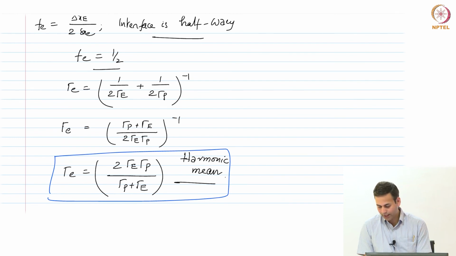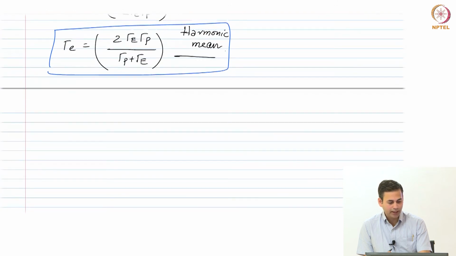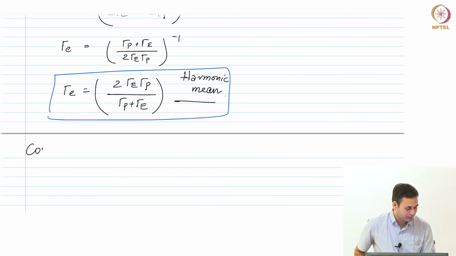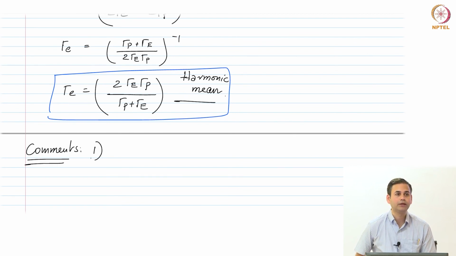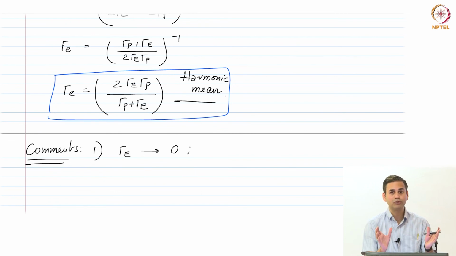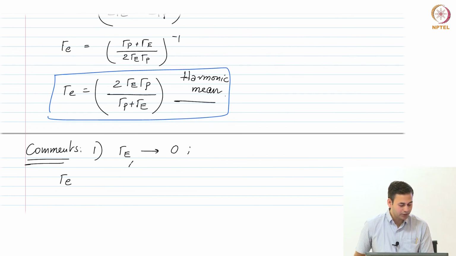So let us look at some comments. Let us consider a case where the gamma east that we have is an insulator. So we have a conductor and then we have an insulator. So gamma east has a thermal conductivity that tends to 0. That means we have two blocks and one block is conductor and the other one is insulator. If gamma east equals 0, then what would be the gamma little e that you would get from the arithmetic average, and what would you get from the harmonic average?